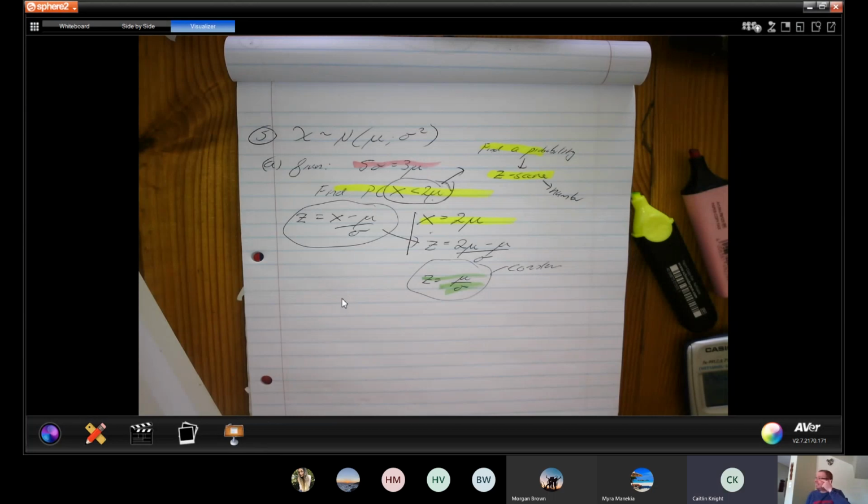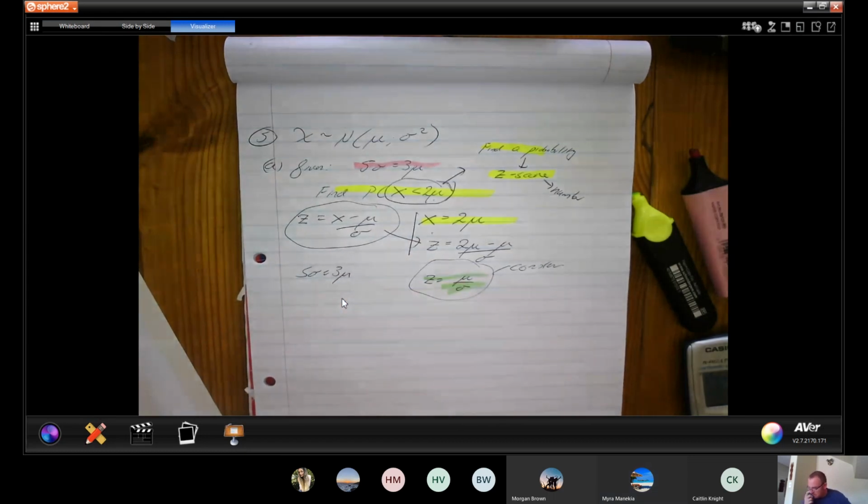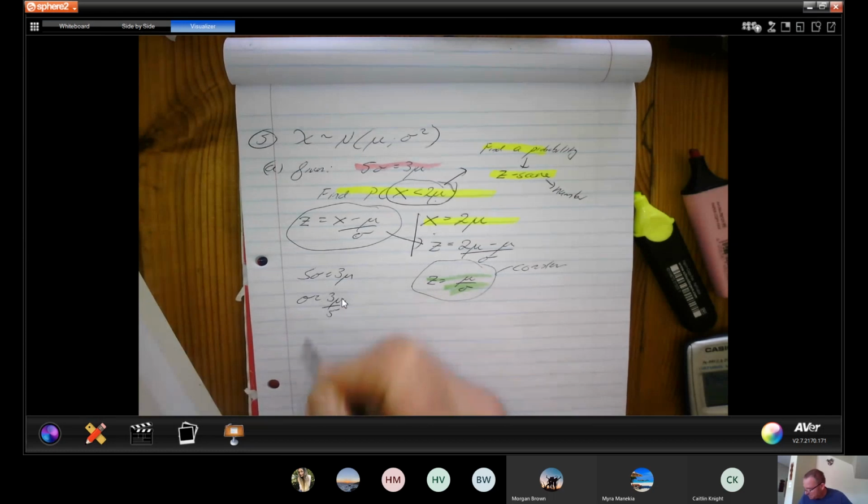What can I use to get to that scenario? What else did they give me in the sum? Remember, they don't give you things just for the hell of it. What else did they give us that we haven't used yet? 5 sigma is equal to 3 mu. Thank you. So if I isolate one of the variables, we can either get rid of sigma or mu. Let's say sigma is equal to 3 mu over 5.